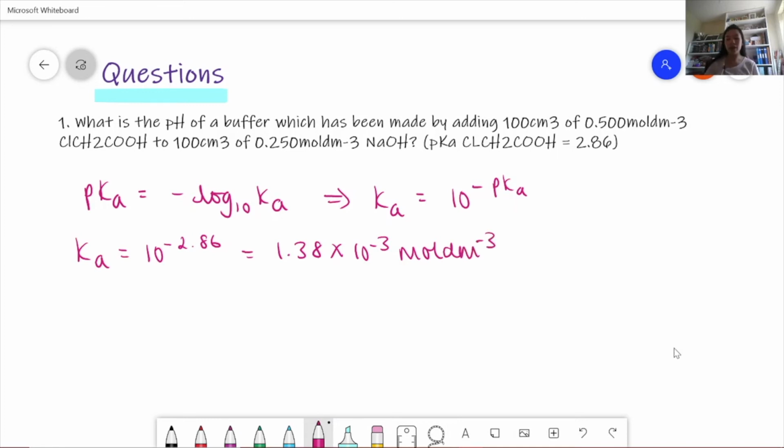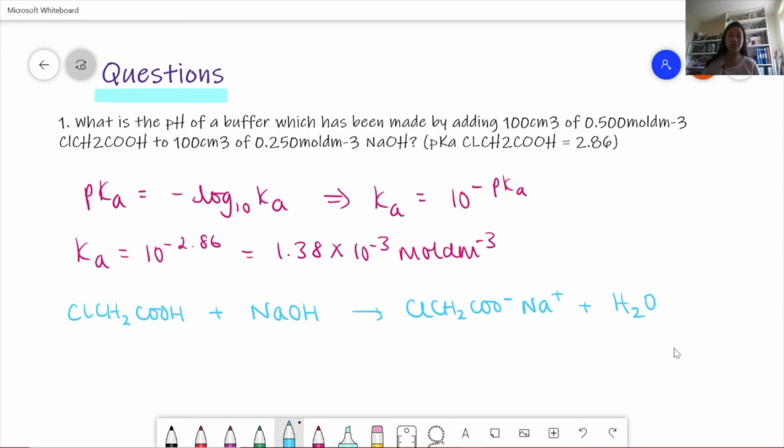And then what we think about is the equation. So first let's write it out. We have the chloroethanoic acid reacting with sodium hydroxide. And so what this will form will be this salt and also water. And so we can find out the moles of the acid and the moles of the alkali added, and then see how much is left of the acid.